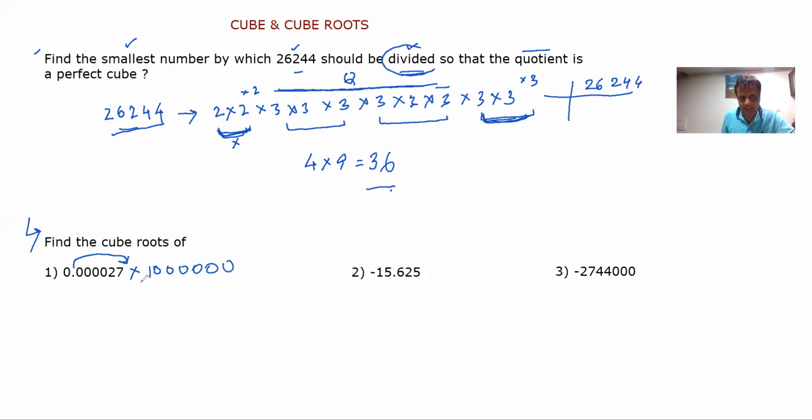So if I multiply this number with 10 lakh, then I'll also have to divide by the same number, 1, 2, 3, 4, 5, 6 zeros. This is how we do the decimal fraction.